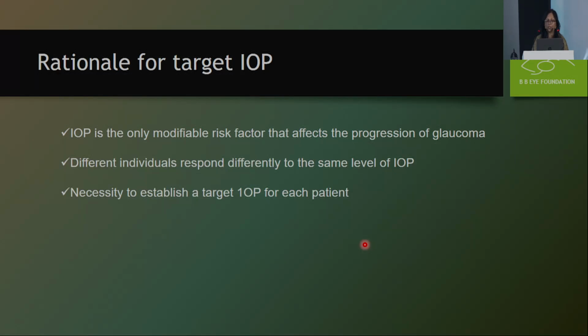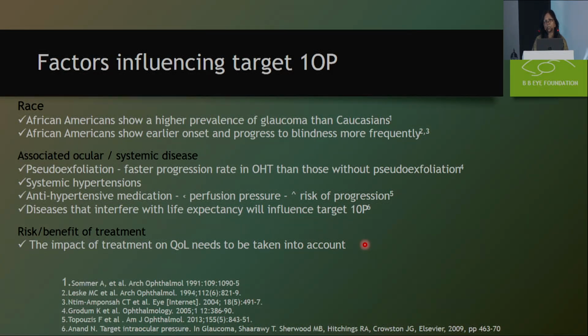Different individuals respond differently to the same level of intraocular pressure, hence the necessity to establish the target IOP for every single patient that you treat in your clinic. Factors that influence target intraocular pressure are race. African Americans show higher prevalence of glaucoma than Caucasians do, and African Americans show earlier onset and progress to blindness more frequently. The associated ocular and systemic diseases are actually more of book knowledge. You can read them up, but just to cover: pseudoexfoliation, systemic hypertension, antihypertensive medications, and diseases that interfere with life expectancy will influence target intraocular pressure.